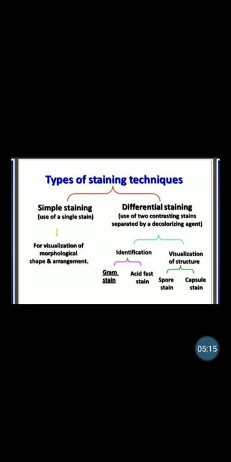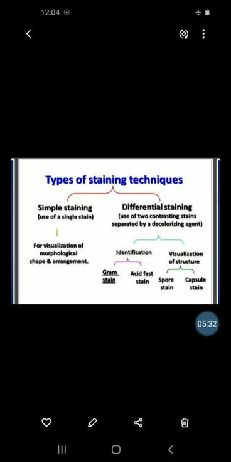What is the difference between simple staining and differential staining? In simple staining, it is the technique of staining in which there is use of only a single stain, and in differential staining it is also a technique of staining in which there is use of two contrasting stains which are separated by a decolorizing agent. In simple staining, a single stain is used for visualization of morphological shape and arrangement of organisms, and in differential staining for their identification and visualization of structure.